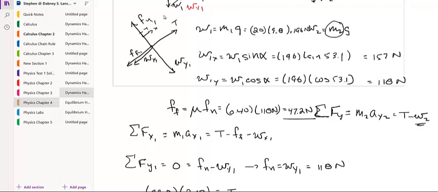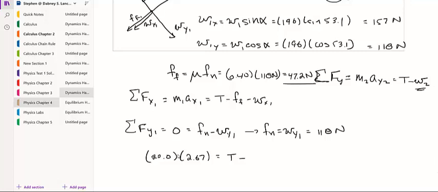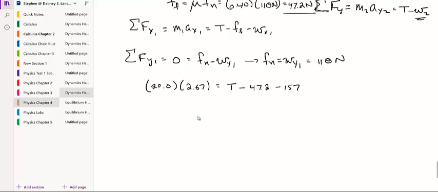Okay, so that's that. So now we can stick it in. We're going to subtract the friction force, 47.2, and we're going to subtract the x component of the weight, which is 157. You can see the only unknown here is the tension. So we'll have 20 times 2.67, which is 53.4. So T equals 53.4 plus 47.2 plus 157. Notice they're all plus. We'll talk about that in just a second. So we get 250. I'm going to carry an extra decimal point here. But okay, so that's the tension.